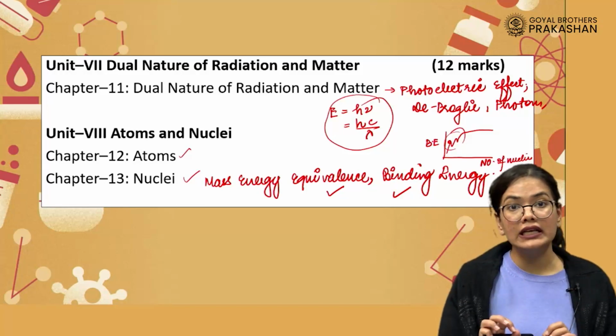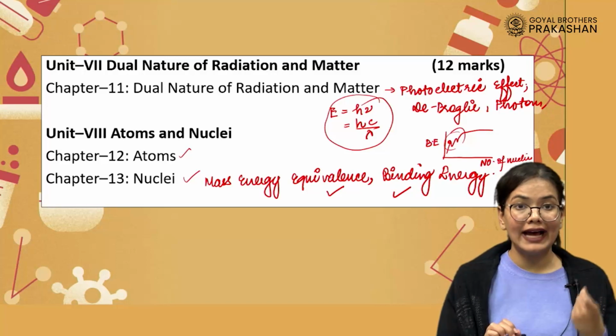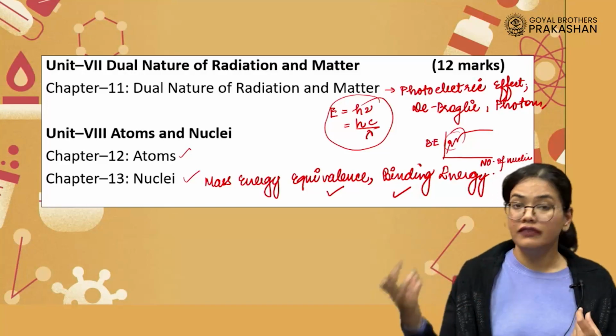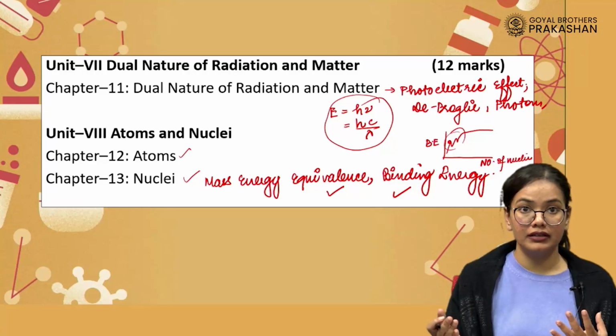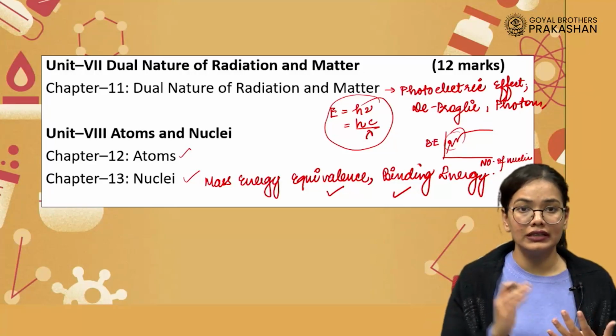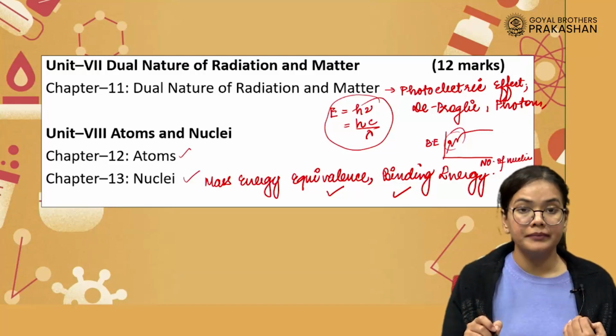Then a numerical involving binding energy, where you are given the mass of the neutrons and protons and the mass of the final nucleus, and you find the binding energy by subtracting them. That numerical is very important, it involves a calculation, so practice that. It is an important topic.